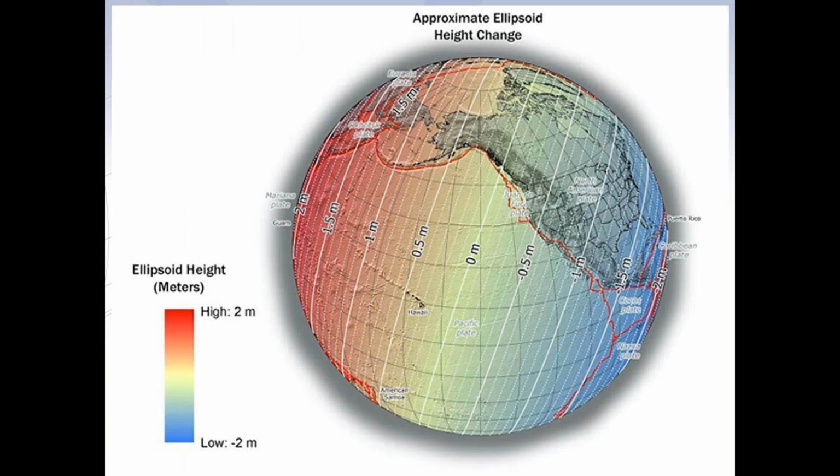Also, I said that the service is going to give us an ellipsoidal height. And this is going to be the change, and the ellipsoidal height change is going to be from -2 meters to a high of 2 meters. So you can see that through the CONUS, or North America, it's going to be mostly negative values. It's going to go down. But when we get out to the Pacific, we're going to be in the positive changes.